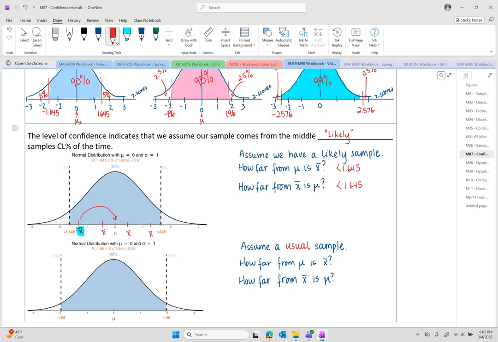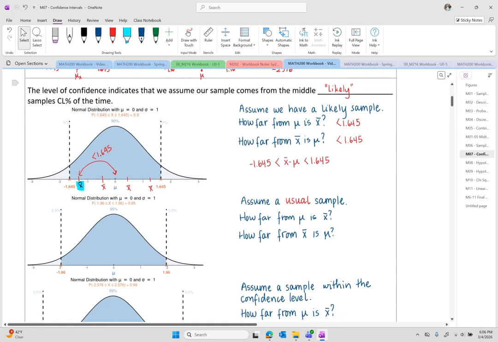So if the distance from the mean going to x bar is less than 1.645 in absolute value, then the distance from x bar going to the mean will also be less than 1.645 in absolute value. Or if we were to take it in any value, this x bar minus the mean would be between negative 1.645 and positive 1.645.